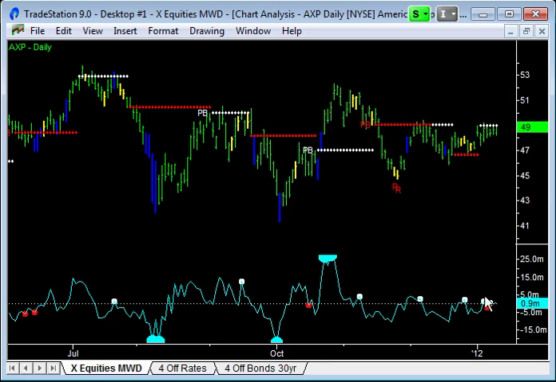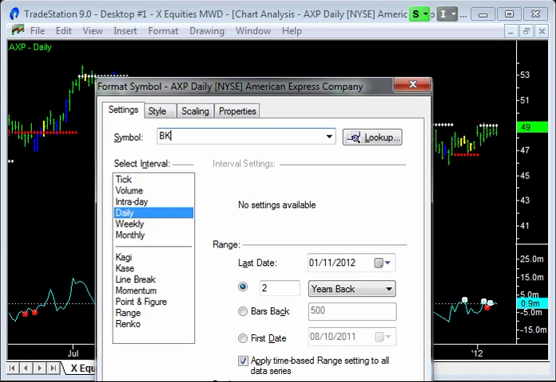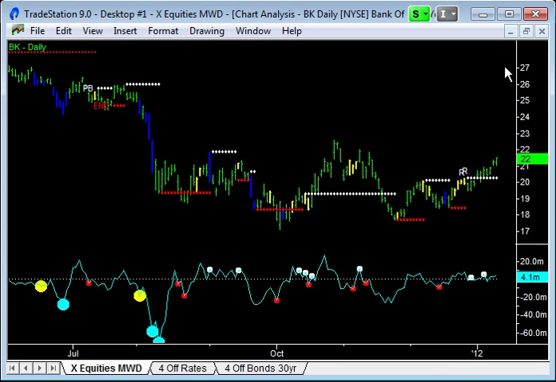And you can see when we have these little bullish and bearish divergence patterns right on the zero line here, like that, that's getting ready for a trend move. So my guess would be we'll break above resistance here into a trend move on Amex. Bank of New York Mellon.